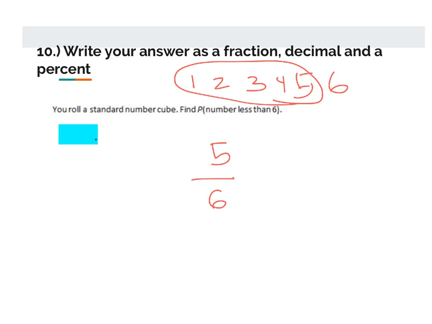Now let's write that as a decimal. So 5 divided by 6 would give you 83 hundredths, and the 3 repeats forever. So put that line over it. And then what would that be as a percent? That would be 83%.